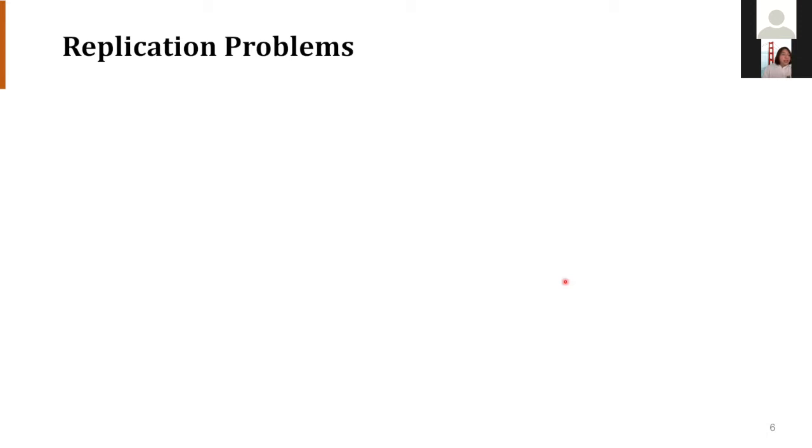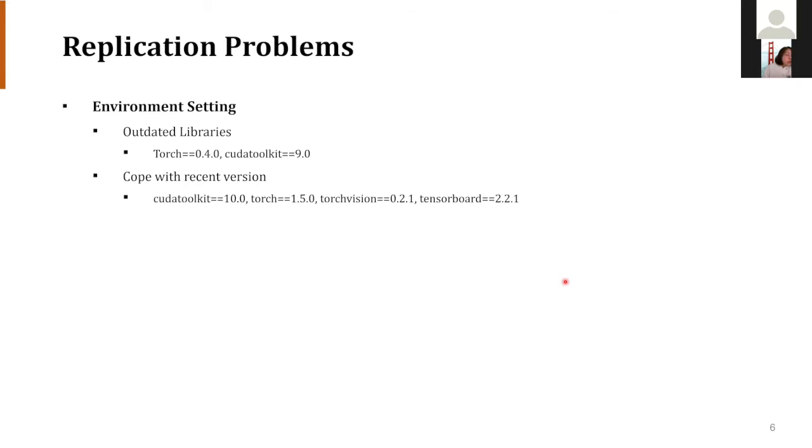During replication, we had several problems. Firstly, environment setting. The source code had outdated libraries with torch 0.4.0, so we needed to cope with the recent version with this specification. And during the version upgrade, we did code modification to resolve bugs.